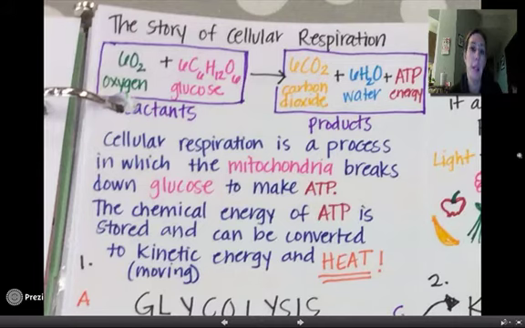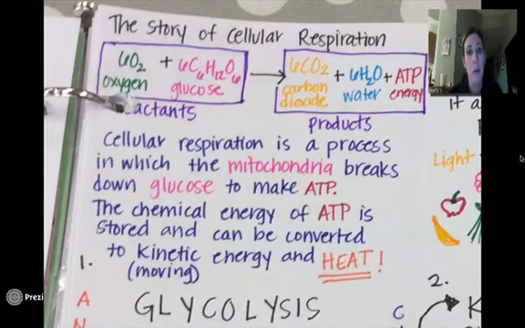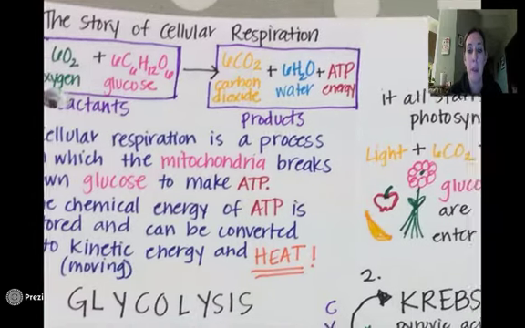So this process takes place in the mitochondria, and it's where glucose is broken down to make ATP. Remember, ATP is the chemical energy in our cells, and that's what we use to power all of our muscle contractions and anything that happens in our body.